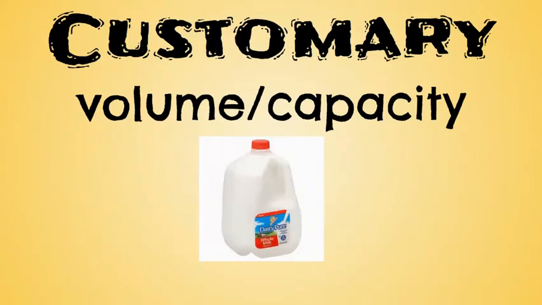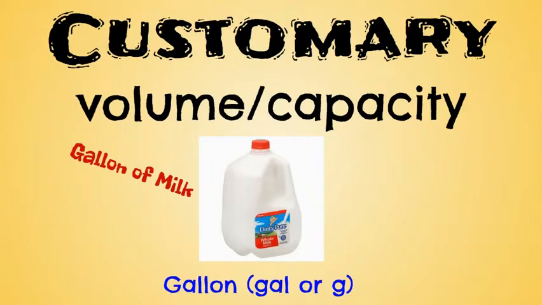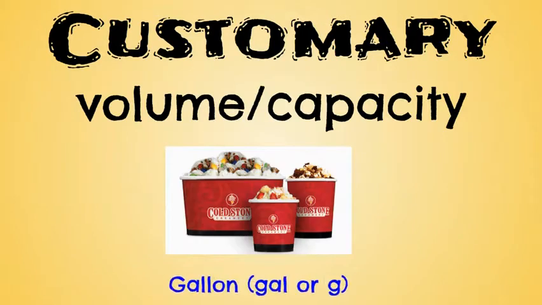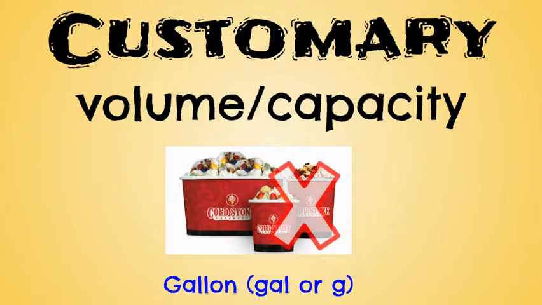Our largest unit for customary capacity is the gallon. We have gallons of milk. You can also measure larger items like a swimming pool by the gallon. If you're going to have a party, you might want to buy a gallon of ice cream.